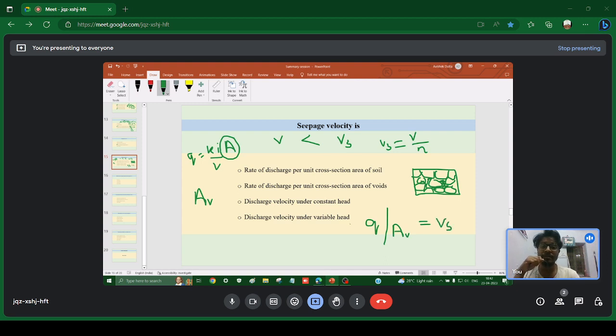This has a derivation which can be found in any standard textbook. I followed B.C. Punmia, which is a very good book for making you understand the problems and concepts of soil mechanics, and this part is written very well in that book. So seepage velocity is the rate of discharge per unit cross-section area of the voids. This, the second option, is the correct answer.